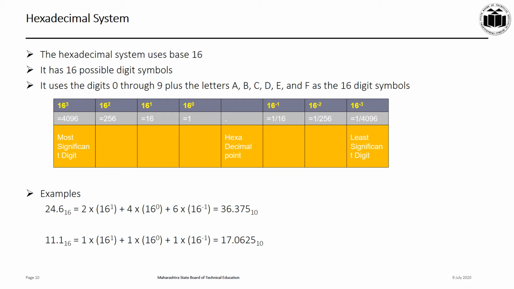In case of hexadecimal number system, take up an example, say 24.6. 24.6 can be converted into the decimal number by multiplying 2 with 16 to the power 1, 4 with 16 to the power 0, 6 with 16 to the power minus 1, and the summation of all this gives you the decimal representation, which is 36.375. Hexadecimal number systems are comparatively compact and easy to read, and it is also easy to convert numbers from binary number system to hexadecimal number system.